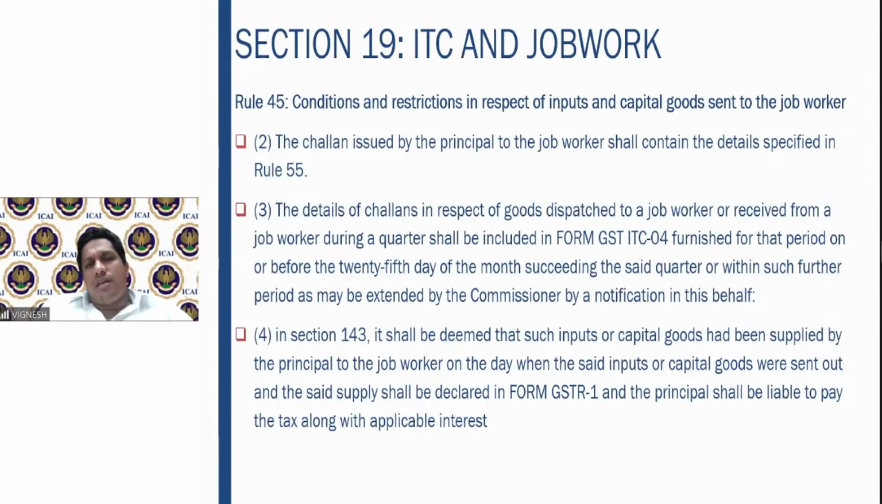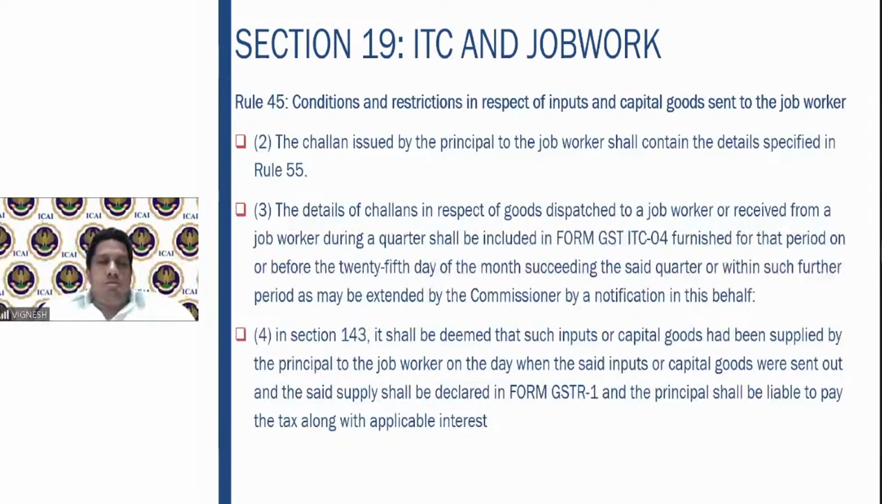Then the challans in respect of goods dispatched to the job worker or received during one quarter, so this is a quarterly return which you have to file. You will include this in Form ITC-04, furnished for that period on or before the 25th day of the month succeeding the quarter. What all details you are sending to the job worker, you have to file in this ITC-04 return once every quarter, on or before the 25th of the month succeeding the quarter, or within such period as may be extended by the Commissioner by notification in this behalf. Fine. I hope this is clear.